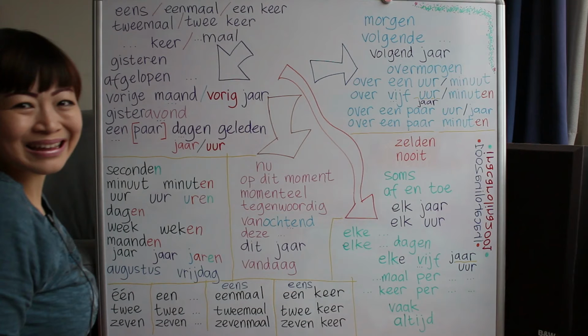So today is vandaag. One word. Even though day is dag, to write today, we write vandaag, with two A's here, with the dag.